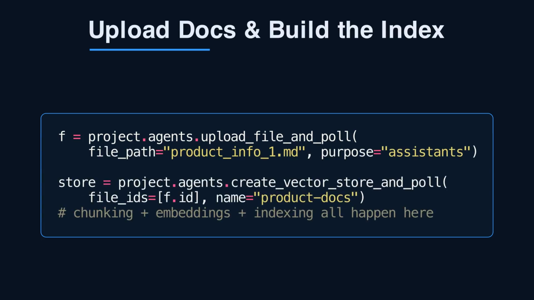We upload a document, here a markdown product sheet with purpose assistance, and get a file back. Then we create a vector store and poll from that file. In that single call, the service chunks the document, generates an embedding for every chunk, and builds a searchable index, then blocks until it is ready. That is the entire ingestion pipeline you would normally build by hand, replaced by 2 lines. You can pass many file identifiers to one store to make the agent search across all of them.